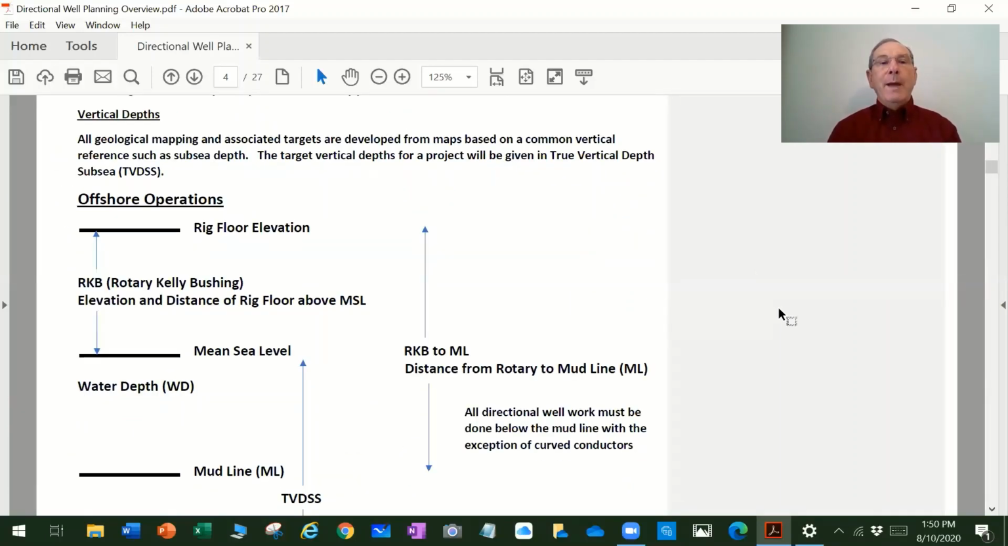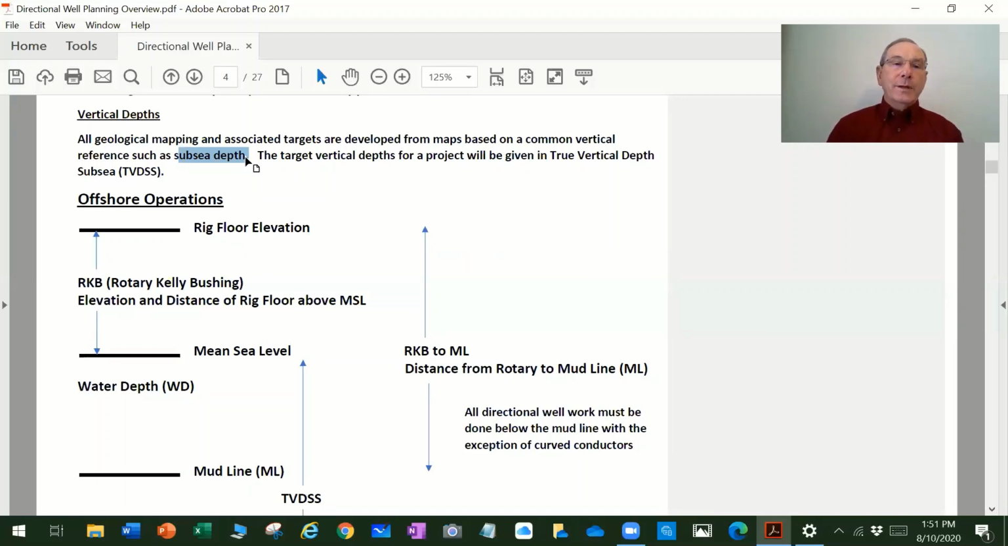All geological mapping and targets are developed from base maps that are always done and based on subsea depths. They need a reference system that's consistent, that doesn't change. So the geologist typically will do all of his technical work and come up with target depths based on subsea depths. Now these target depths, which are based on subsea depths, must be changed to a project depth.